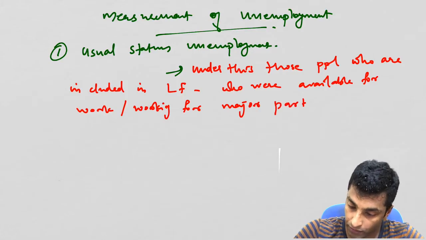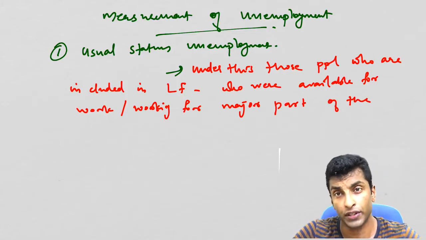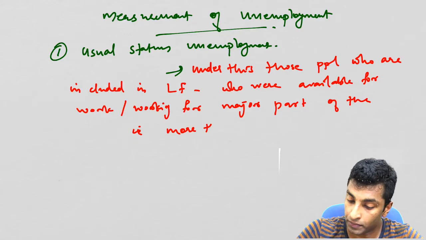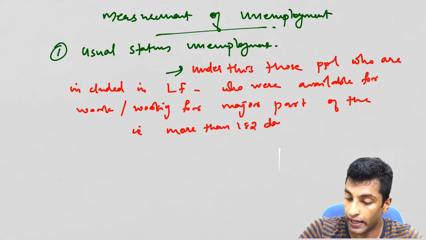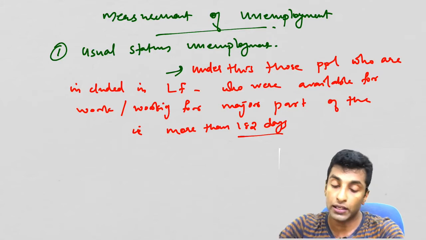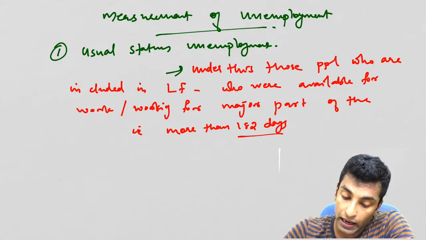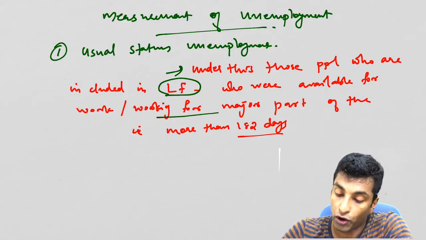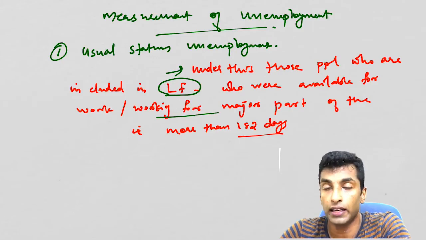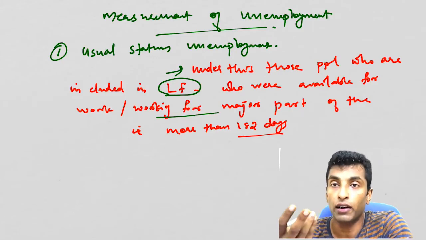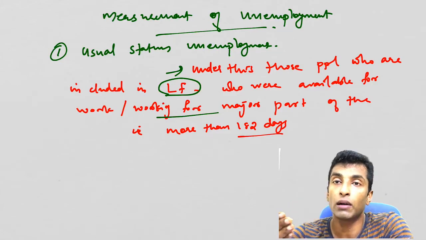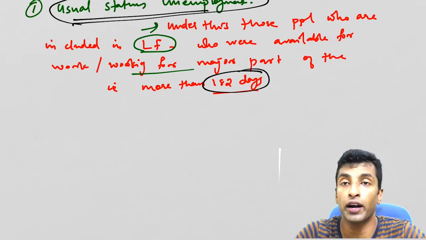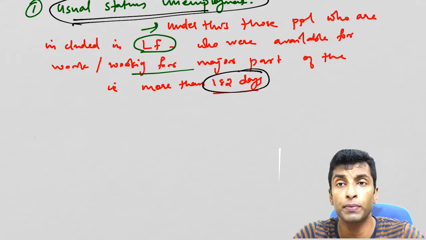a major part of the year, major part of the survey, major part of the reference period, that is more than 182 days. So what you need to understand here is, under usual status unemployment, what do you mean by labor force? Labor force is those who are available for work or working for a major part of the year. That means 182 days or more. So if you are available for 182 or more days, then you will be considered part of the labor force. Now under usual status unemployment, employment or unemployment is actually measured on the basis of principal and subsidiary status.